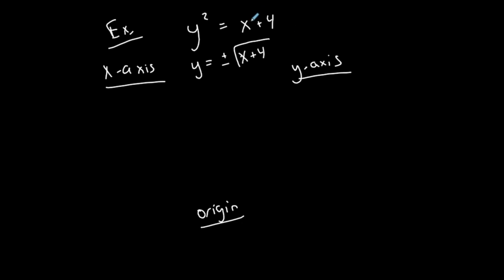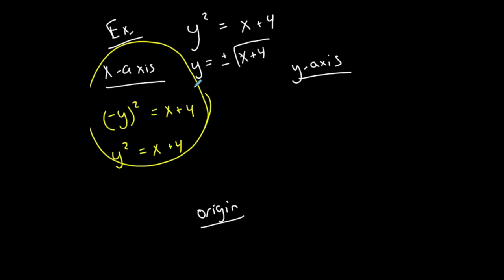Let's see if it's symmetric to the x-axis. I'm going to replace my y with negative y. So this is what it's going to look like. Everything else stays the same. And then simplify. Negative y squared: anything squared that's negative goes back to being positive. I want you to notice that when I replaced my y with negative y, I got the same thing that I had to begin with. That means that this test worked and it is symmetric to the x-axis. So this is an example of what it looks like when it is symmetric to the x-axis.